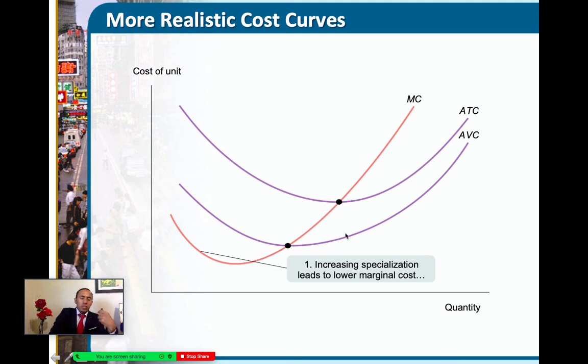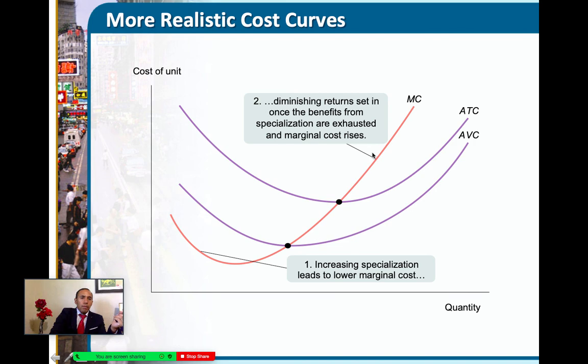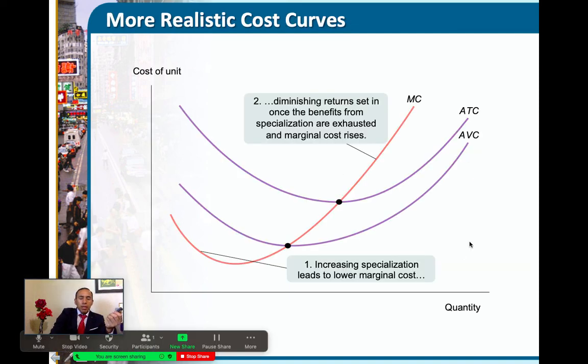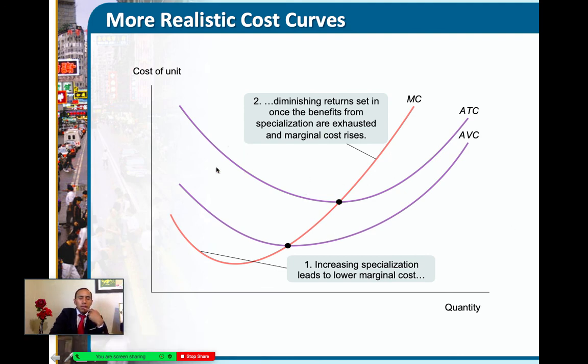Marginal cost rises faster at some point than the others. Once those benefits have been fully exploited, marginal cost begins to rise quickly, and all of the other costs, average total cost and average variable cost, begin to rise as well after a certain point. So this is more of a realistic curve rather than having linear costs. This is more of a U-shaped, nonlinear cost curve that we're going to see in the section on cost analysis.